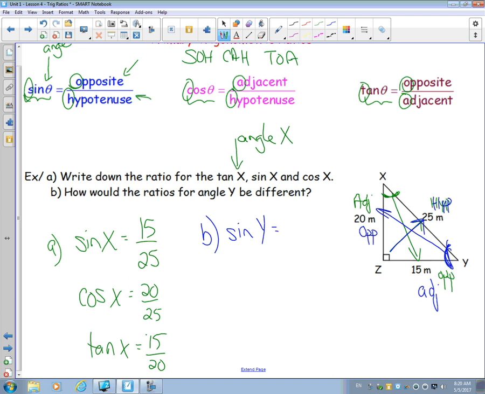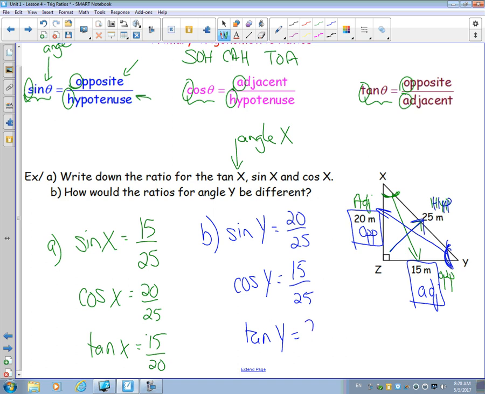When I do sine y, the opposite is now 20. Hypotenuse is 25. When I do cos of y, the adjacent is now the 15 over 25. And when I do the tan of y, the opposite over adjacent becomes 20 over 15. So you'll notice if you compare the two ratios, sine became a cos, cos became a sine, and these two things kind of flipped over from each other. So you have to be very careful which angle you're using when you do your labels. It'll totally change the problem because it totally changes the fractions, the ratios.